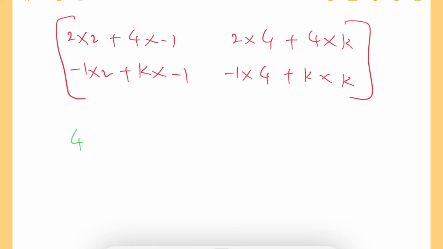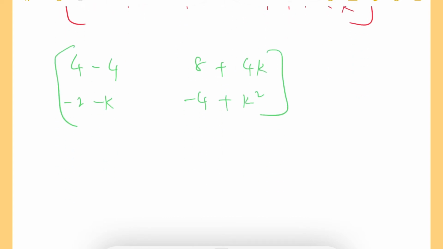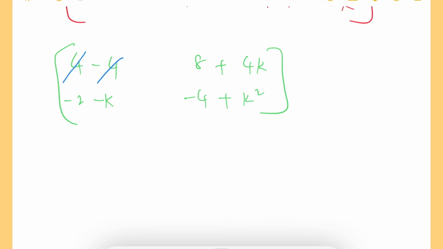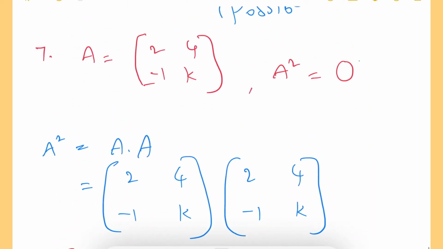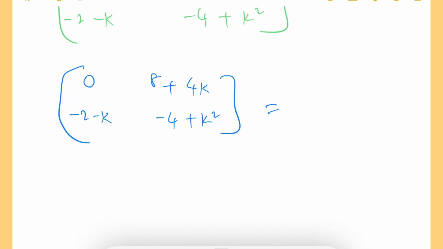Two into 2 is 4. 4 into minus 1 is minus 4. 2 4s are 8 plus 4 into k, 4k. Minus 1 into 2 is minus 2, plus k into minus 1 is minus k. Minus 1 into 4 is minus 4, plus k into k is k square. Now if any simplification is possible, plus 4 minus 4 cancel, so we remain with 0, 8 plus 4k, minus 2 minus k, minus 4 plus k square. This is equal to, in the question he clearly mentioned that A square is the 0 matrix, so 0 0 0 0.